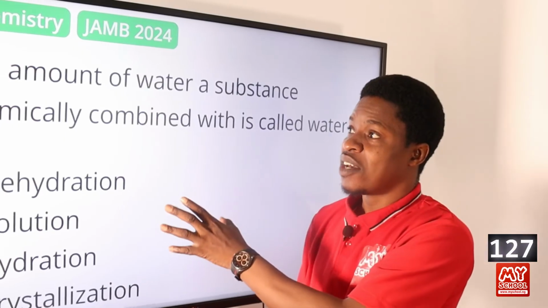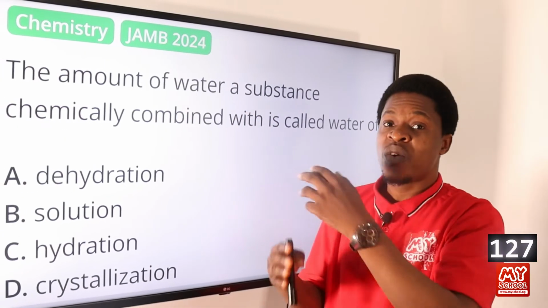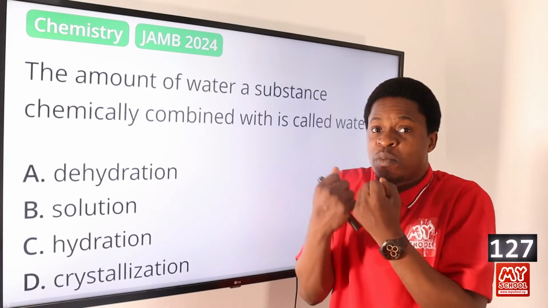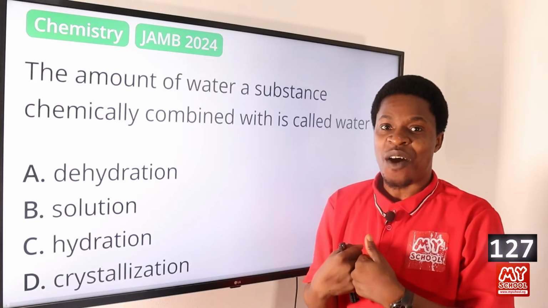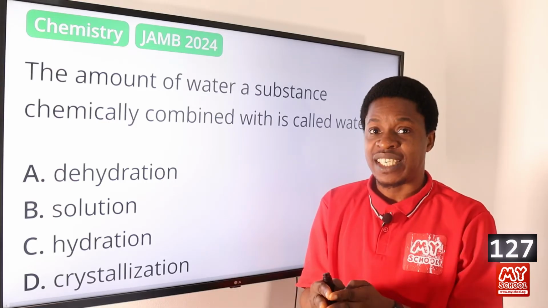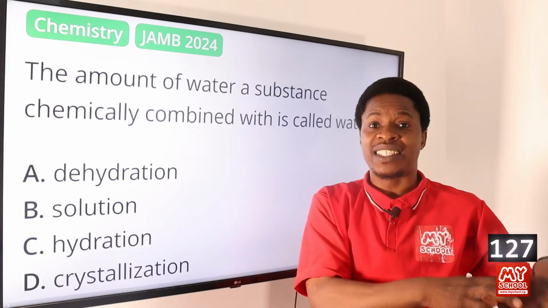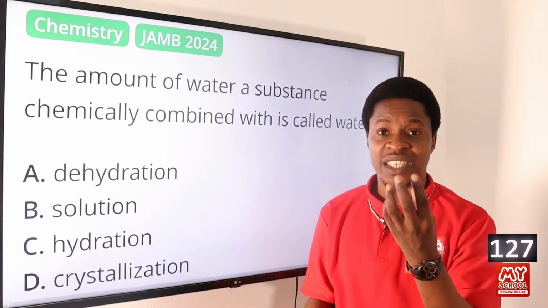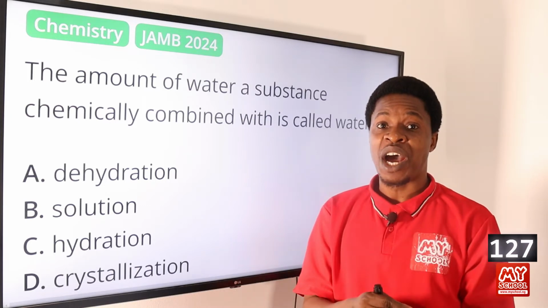In this case now, the question says the amount of water a substance is chemically combined with. So when such a salt is exposed to the atmosphere and it absorbs moisture, we have what we call water of crystallization, because even when it is moistened or in solution, you can still recover your salt back that has no water. All you need to do is apply heat. When you apply heat, you will get your crystals back, crystals of the salt. So that's why we refer to it as water of crystallization.